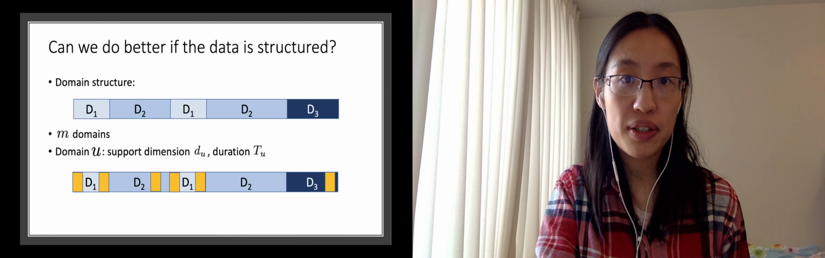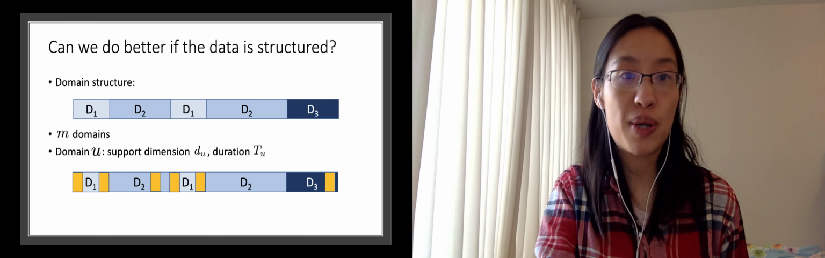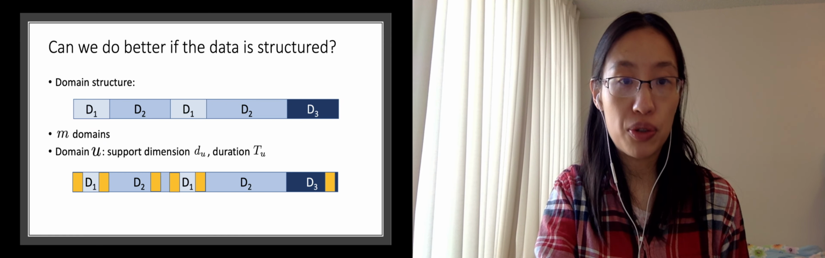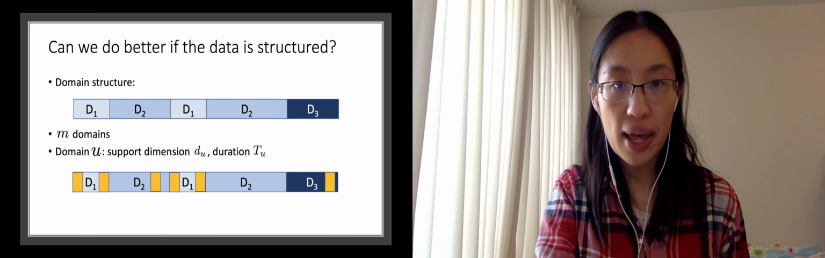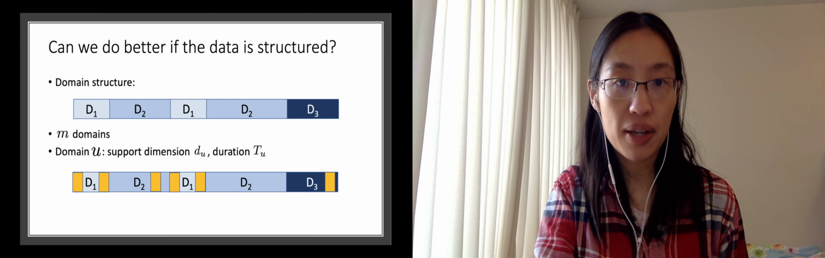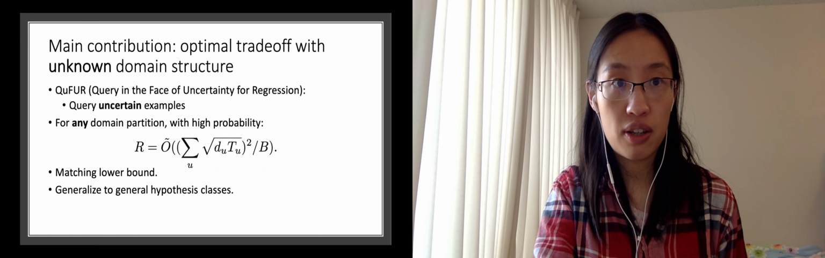We can do better when the data is more structured. Specifically, we consider the following domain structure. There are a total of m domains. On a domain u, we denote the dimension of the support by du and the duration of the domain by tu. If we can make fewer queries on easier domains, we can save budget for harder domains.